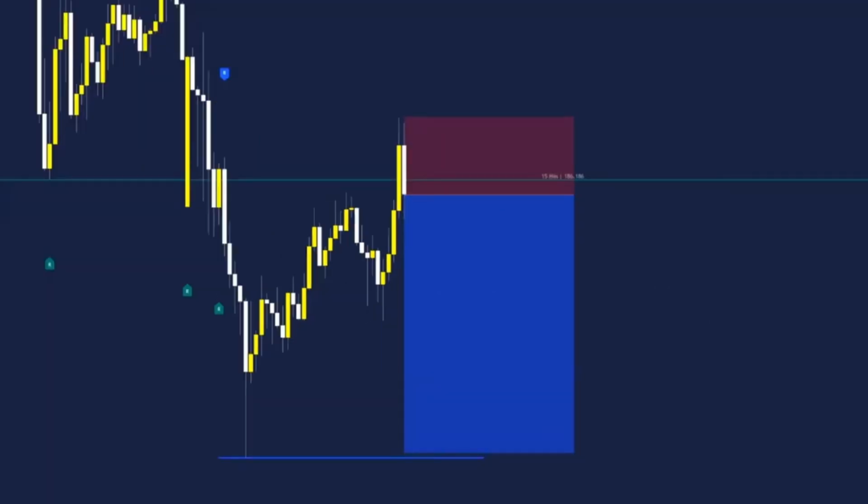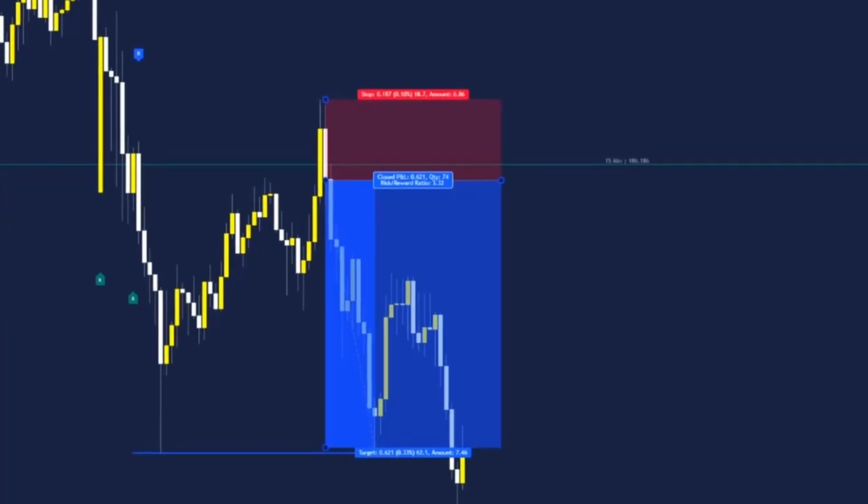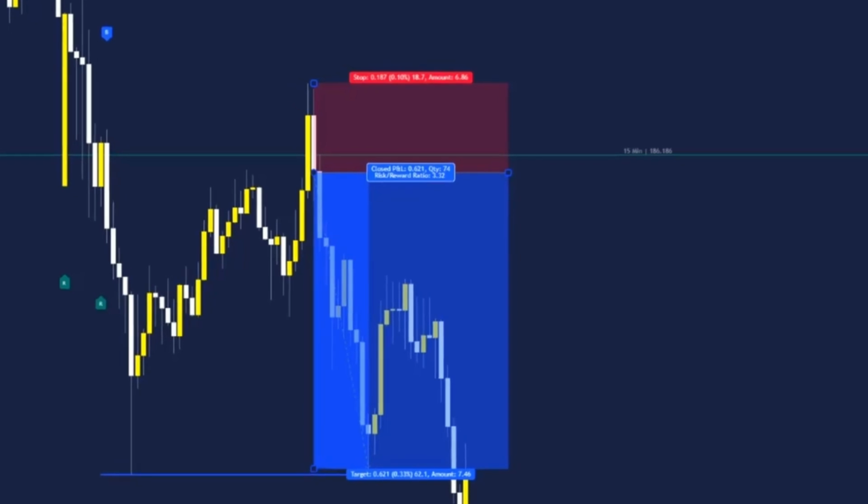And let's see what happens. And there we go for a 3.32 result. Price has hit our take profit and we can confirm that that is a successful trade.